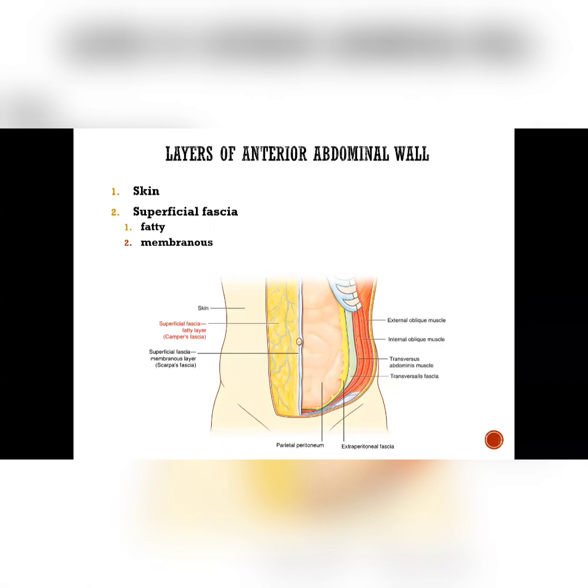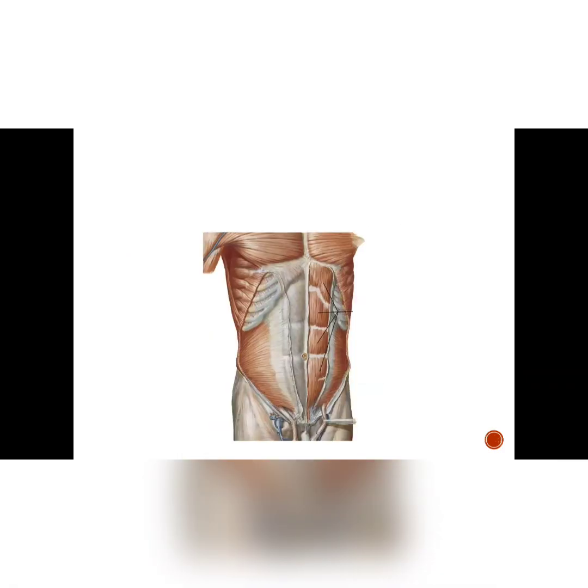But one thing you have to keep in mind is that the superficial fascia has 2 layers within the abdominal wall. There is a superficial fatty layer, which is called Camper's fascia, and a deeper membranous layer, which is called Scarpa's fascia. So these words are important, especially the membranous layer or Scarpa's fascia. These are the first 2 layers of the anterior abdominal wall. So what is the clinical anatomy? I will tell you in a minute.